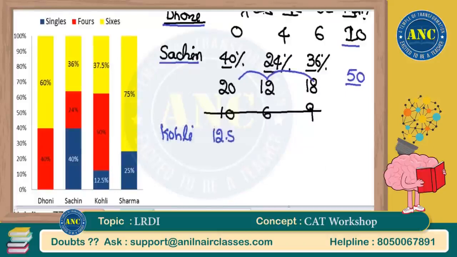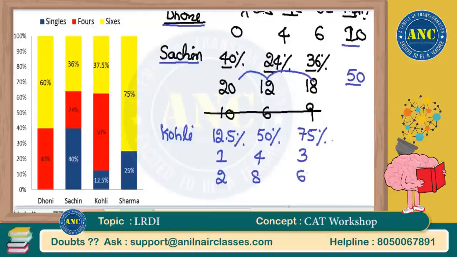Kohli will be 12.5%, next is 50% and next is 75%. I want the minimum value. 12.5 ones are 12.5, 12.5 fours are 50, 12.5 threes are 75. Can Kohli score 3 runs using sixers? Not possible. Take the next multiple. 286. 286 is nothing but 16. That means Kohli will score runs in multiples of 16.